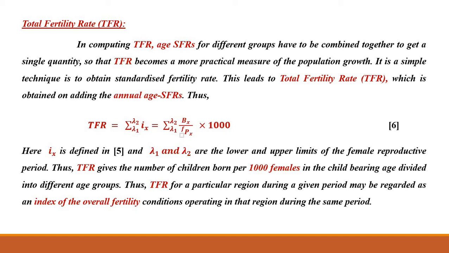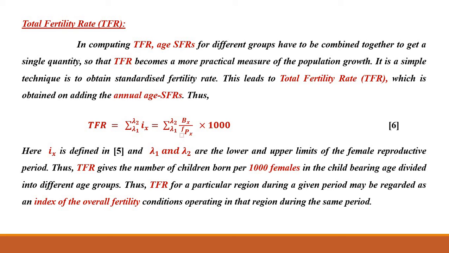Next, total fertility rate, TFR. In computing the total fertility rate, age-specific fertility rates for different groups have to be combined together to get a single quantity, so that the total fertility rate becomes a more practical measure of population growth. A simple technique is to obtain a standardized fertility rate. This leads to the total fertility rate, which is obtained on adding the annual age-specific fertility rates.